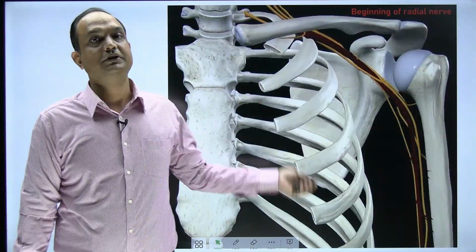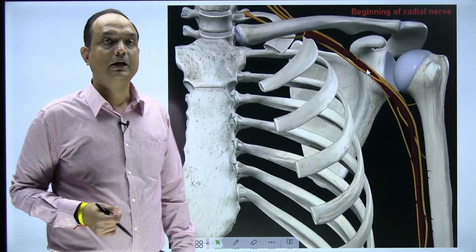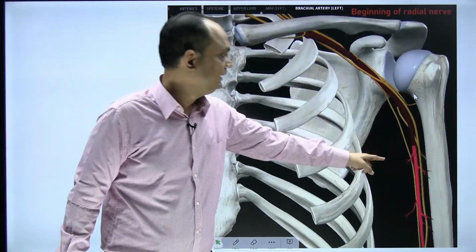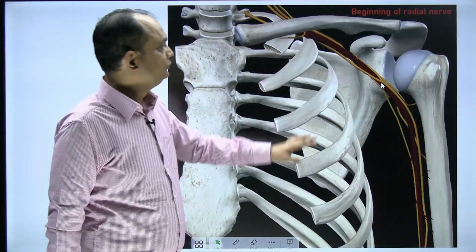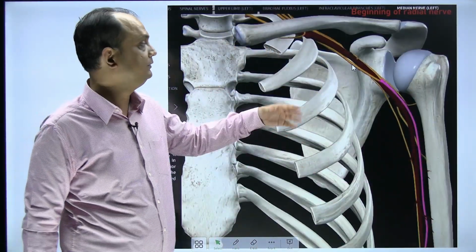Which you can appreciate in this video clip, that is the beginning or the origin of your radial nerve. So first this is your axillary artery, that continues with the brachial artery. So we have to remove the axillary artery for the proper understanding of the posterior cord.